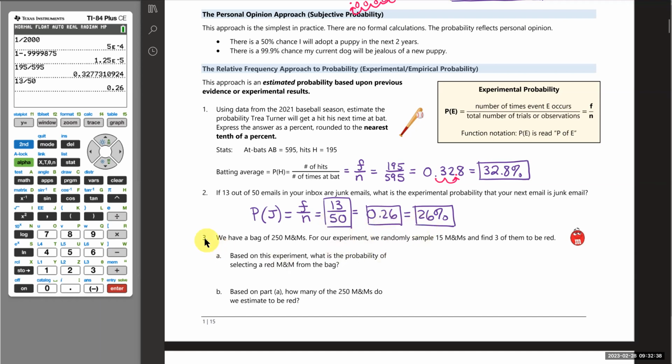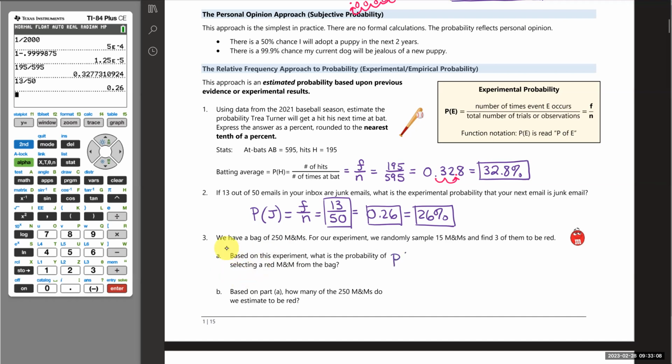All right, so let's do number 3. I have a bag of 250 M&Ms. For our experiment, we're going to randomly sample 15 of them, and we find out in that group of 15, 3 of them are red. All right, so here's basically the idea. I don't want to go through 250 M&Ms and count to find out how many are red. So we're going to do our little experiment here. And it says, based on this experiment, what is the probability of selecting a red M&M from the bag?